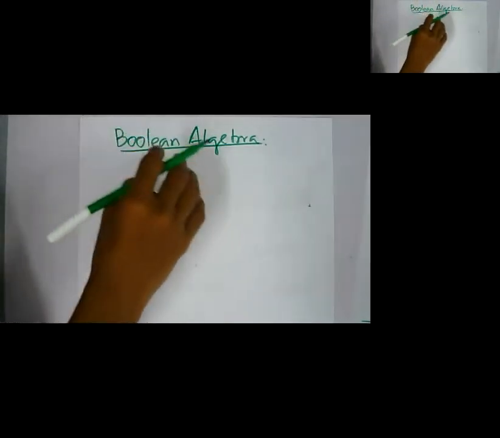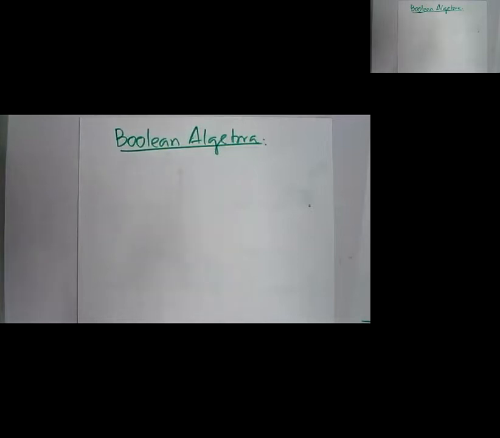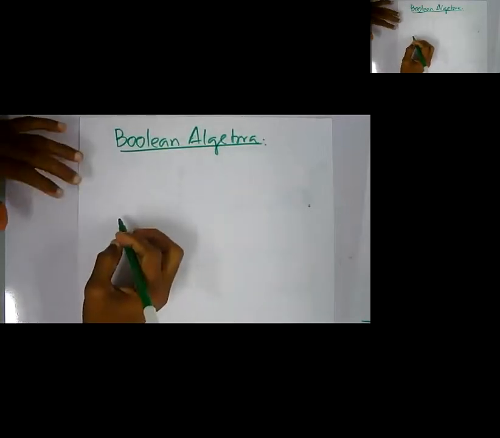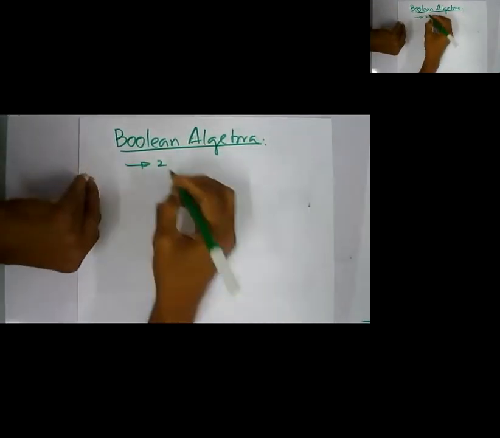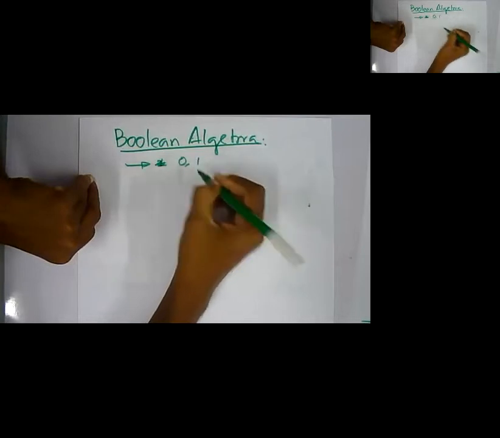Boolean algebra is actually a special set of laws which can only be applicable to digital signals, right? So here we have only two variables, which are 0 and 1.